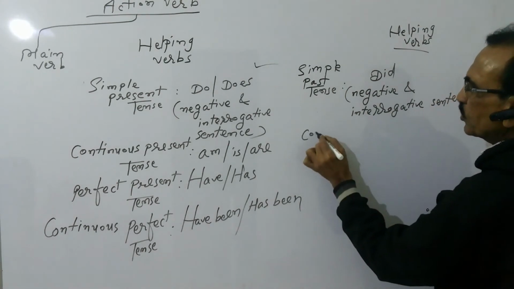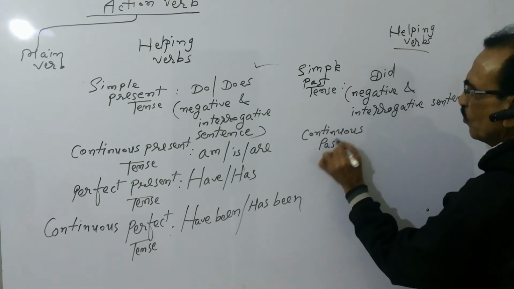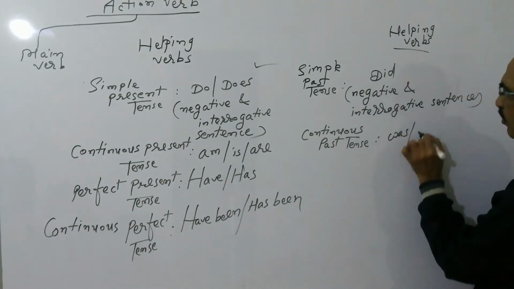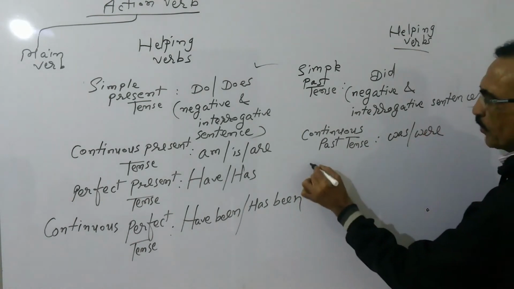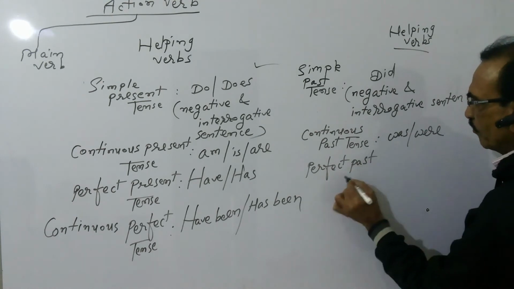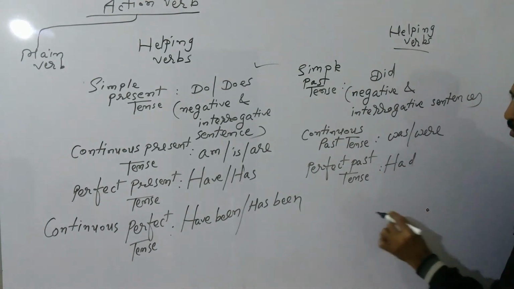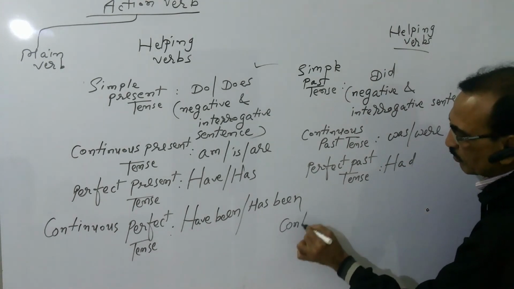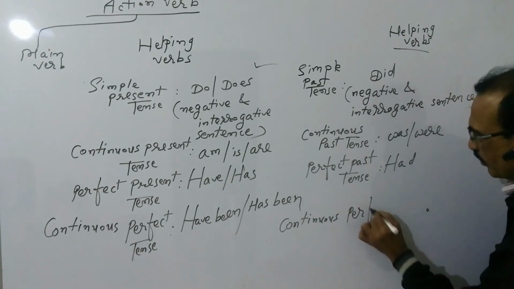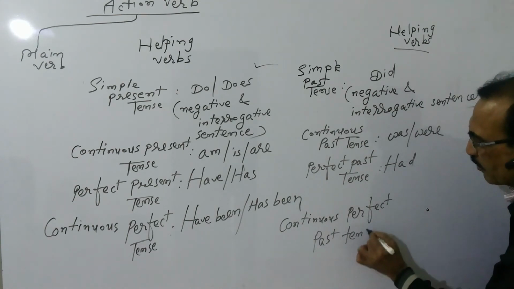Whereas in continuous past tense, we use was and were as a helping verb. Perfect past tense, had is there as a helping verb. Whereas in continuous perfect past tense, we use had been as a helping verb.